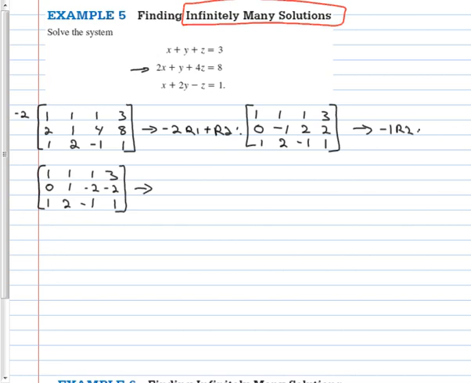What's the next thing I need to do? Top row by negative 1 and add it to row 3. It will eliminate that last one. 1, 1, 1, 3. 0, 1, negative 2, negative 2. Multiplying negative 1 plus 1, 0. Negative 1 plus 2, 1. Negative 1 minus 1, negative 2. Negative 3 plus 1, negative 2. What's next?